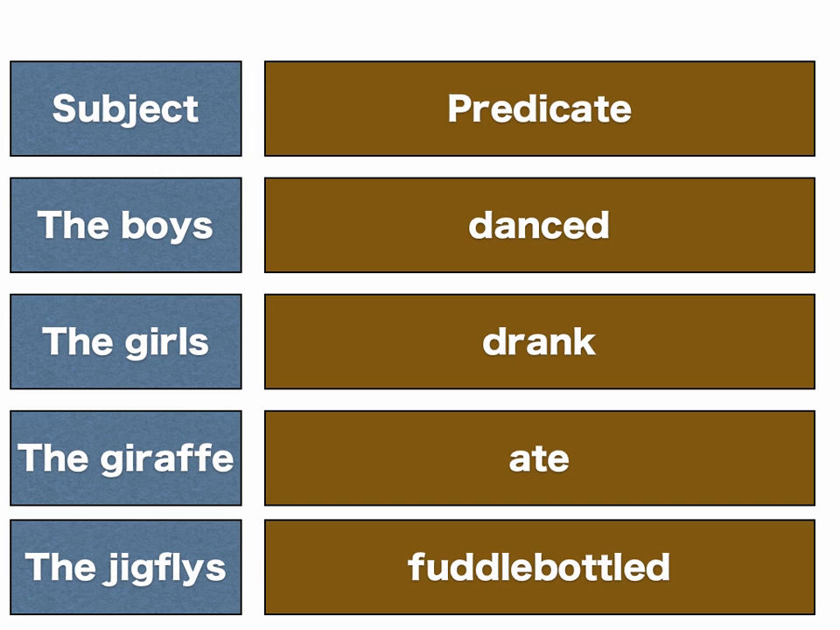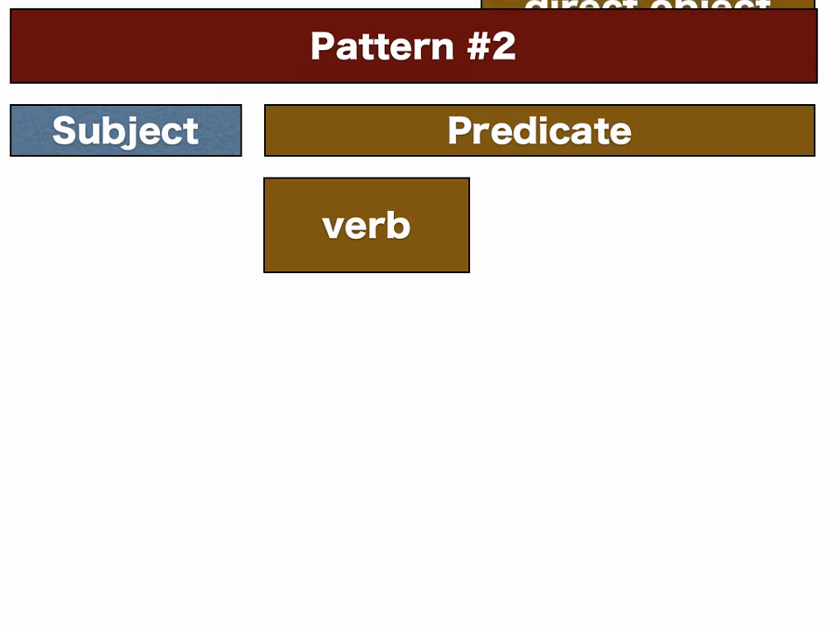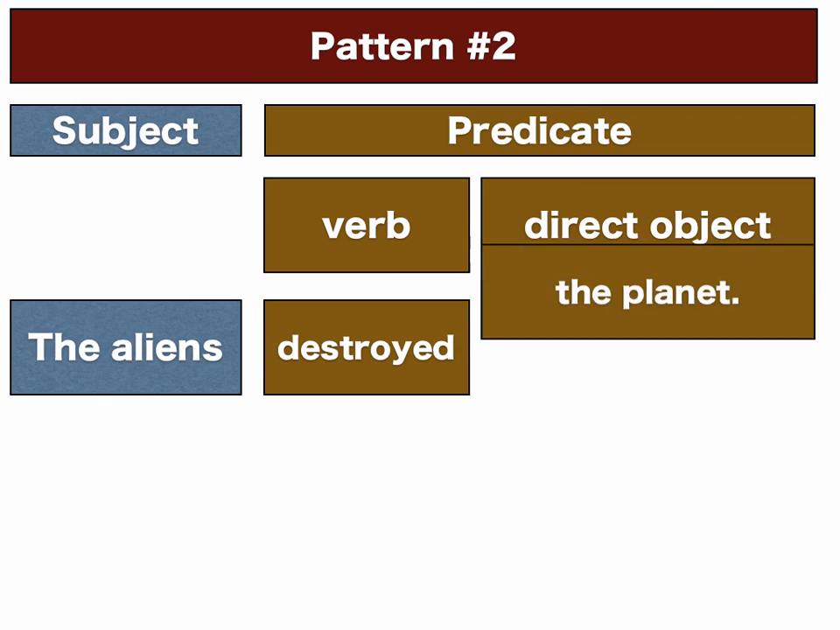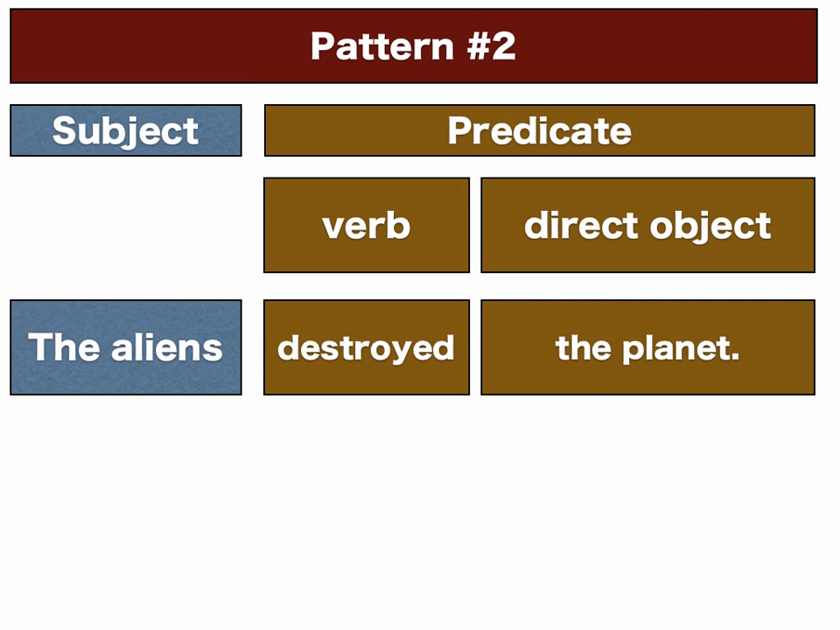And there are many different ways, using sentence structure, that you can look at and create sentences. For instance, the second pattern besides the simple subject predicate is the subject predicate, which is broken down to a verb and direct object. For instance, the aliens destroyed the planet. What did the aliens do? They destroyed. That's the verb. The planet is the direct object.